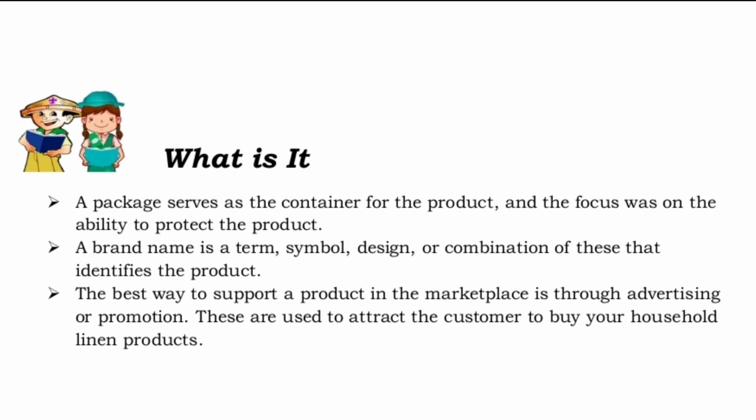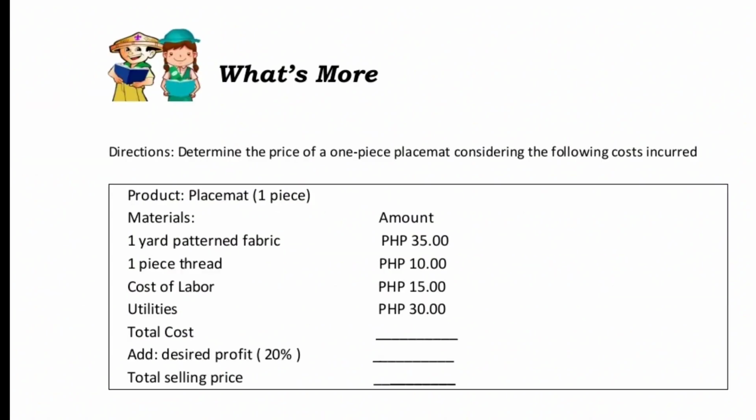Lastly, the best way to support your product in the market is through advertising or promotion. This means you need to find ways to attract customers and make them interested in buying your household linen products, like using posters, ads, or giving special deals. By understanding these three things, package, brand name, and promotion, you can make your product more appealing and successful. So let's go to What's More.